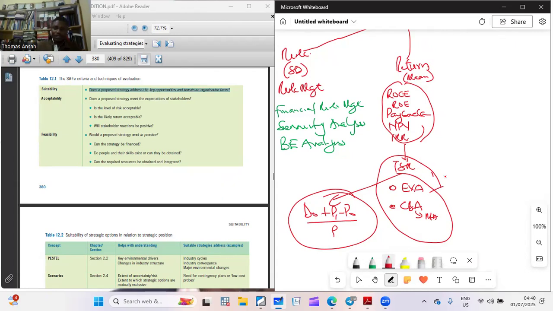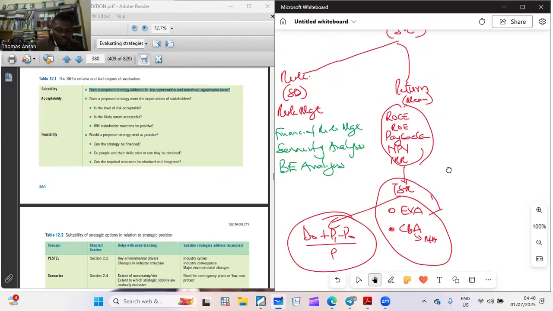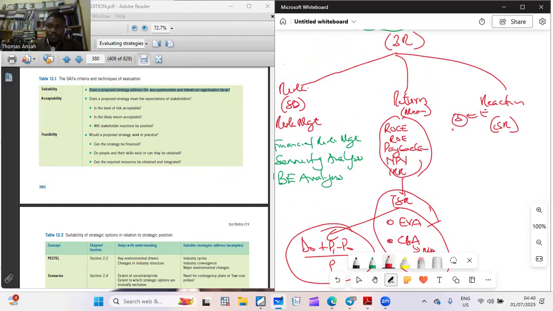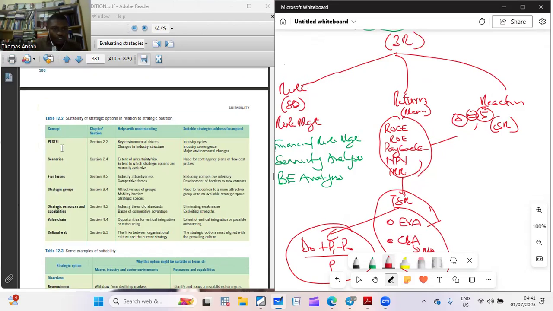Then lastly, we will look at the last R, which is their reaction. Stakeholder reaction. So how is the society feeling about it? That's where CSR people come in. The C, social, how would they react? Economic, how will your shareholders react after you have done the evaluation? And the environment, how is it affecting our environment? So that is it.